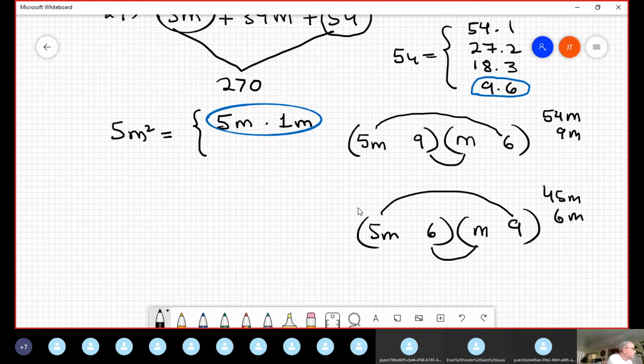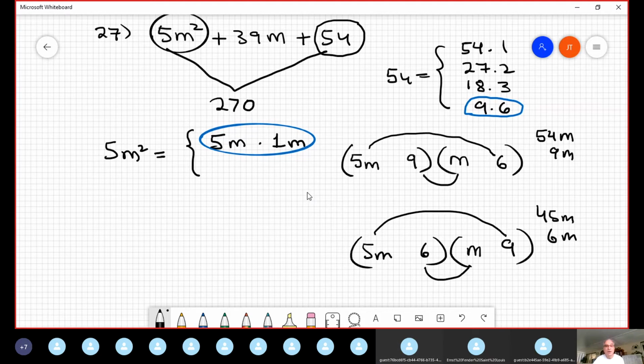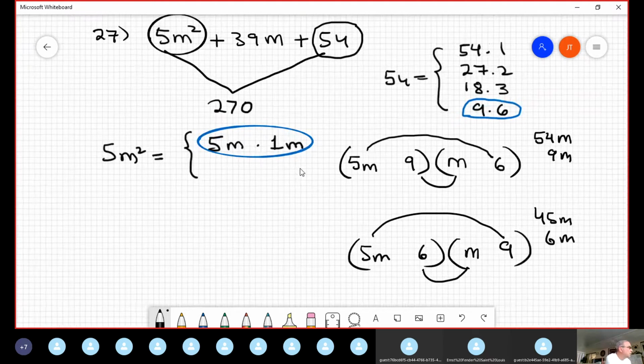Okay, now I check it. Remember my middle term was 39, no? 39. And when you multiply this times this is 30. This is 30. Okay, it's 5 times 6, 30. And 9 times M, 9M. When you add, it's 39. Ooh, exactly the same, the number that we need.